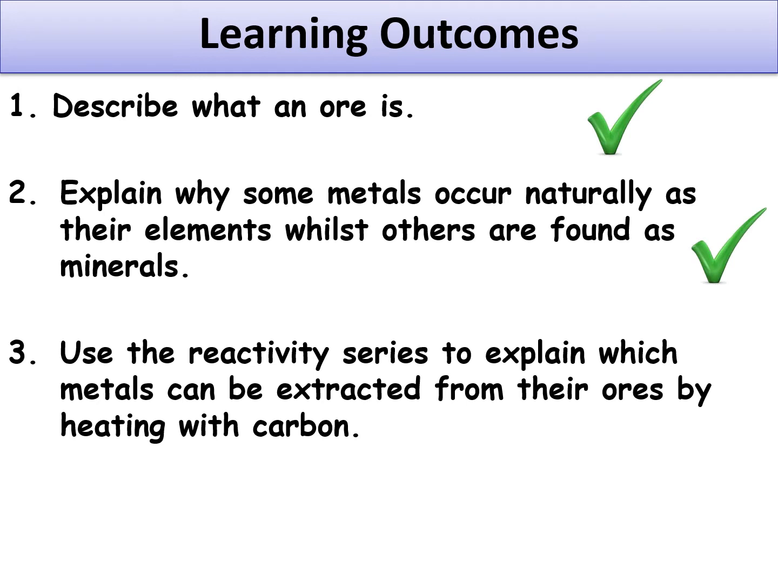I think we've already done these top 2 things. We've described what an ore is. Oh, definitely, we've just written that in our books. And we've explained why some metals occur naturally as their elements, while some are found as minerals. We haven't really written that down to answer that question or say why that is exactly. Can you tell me now out loud why that is? Why do we find some just as the elements? And why are some found combined with other elements? We find them as compounds and therefore they're minerals.